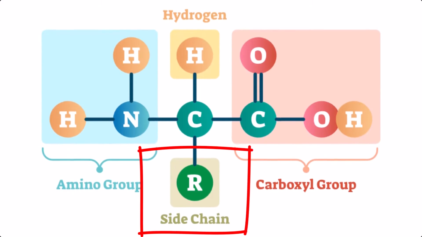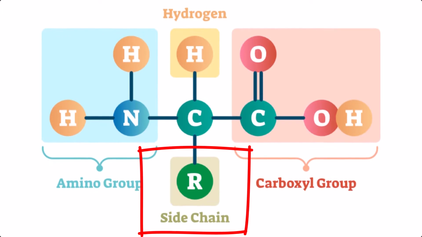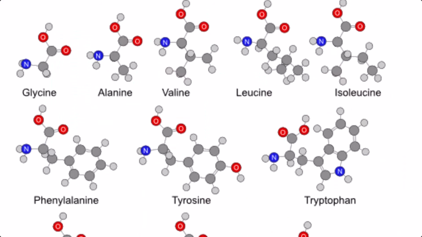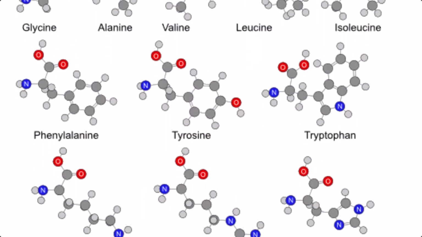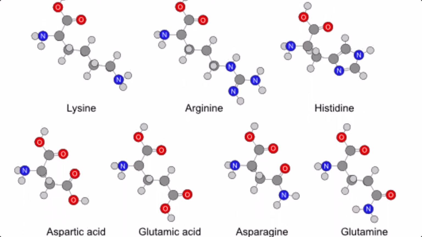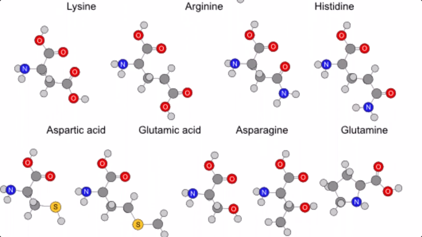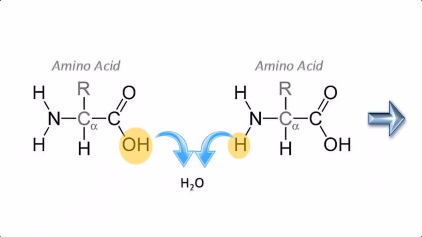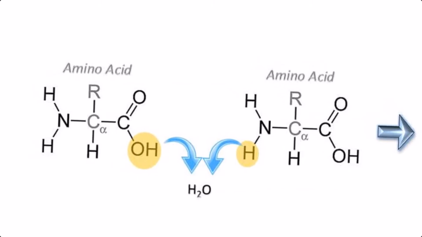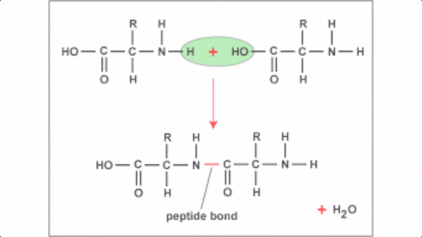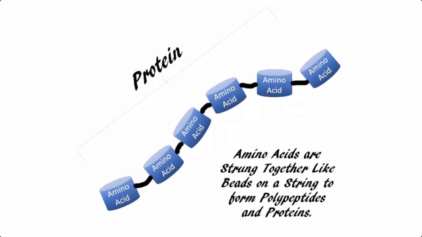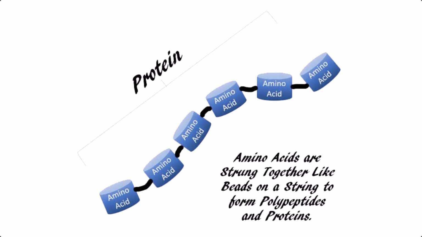The variable component of an amino acid is called the side chain, or R for radical group. Each type of amino acid has a unique side chain which gives that amino acid special chemical properties. Proteins are formed from amino acid monomers through dehydration reactions. The bond that joins adjacent amino acids is called a peptide bond. The resulting long chain of amino acids is called a polypeptide.